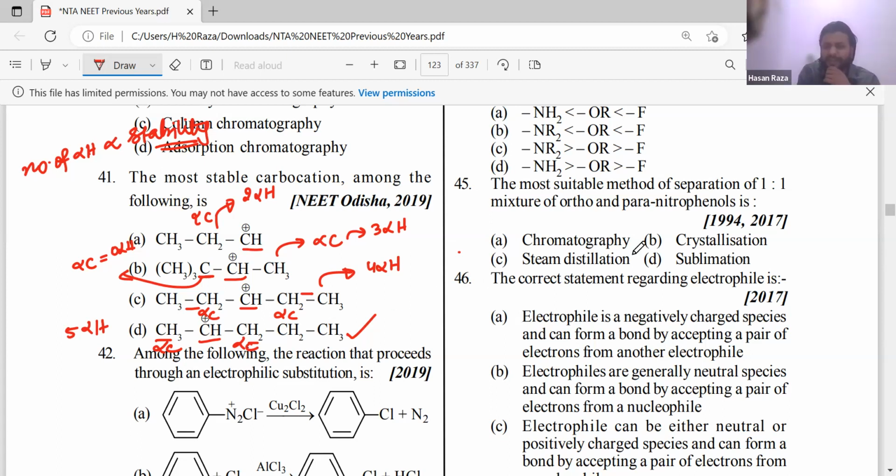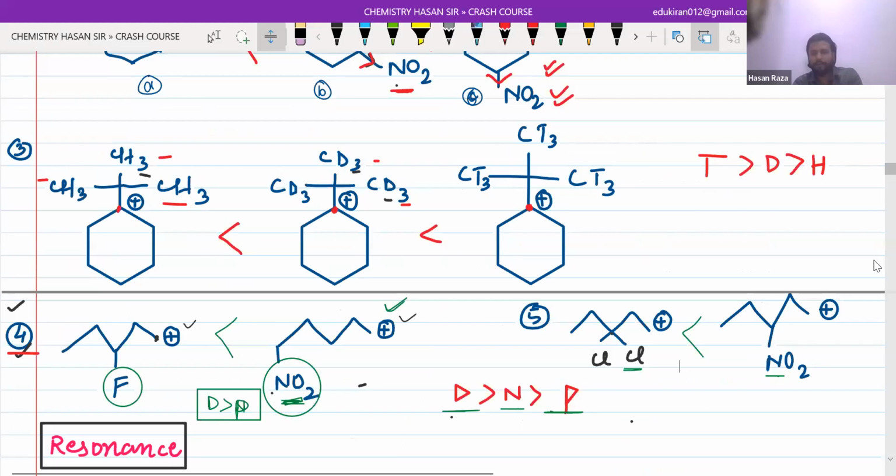Is that clear? Can I change the slide? Yes, sir. Okay. Now moving to the next on our syllabus. Let me know when you are able to see the screen. Are you able to see the OneNote?